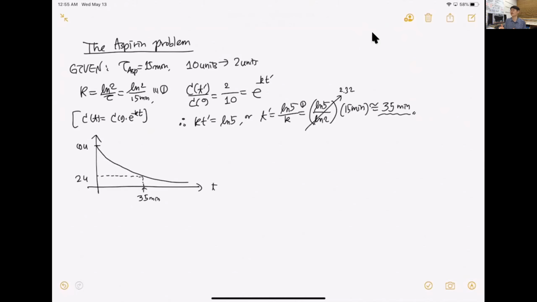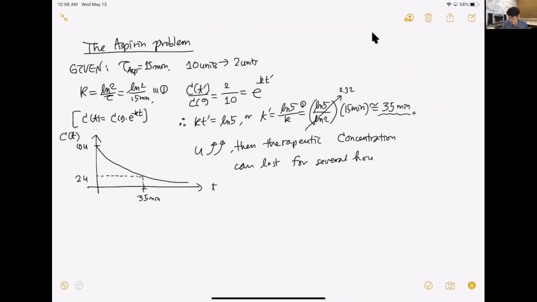So how come aspirin can last for several hours? The answer is the biological effect will last as long as the concentration is above the therapeutic concentration. So we start with a very high concentration, and the concentration stays above the therapeutic level and can last for several hours by putting in a huge initial dose.